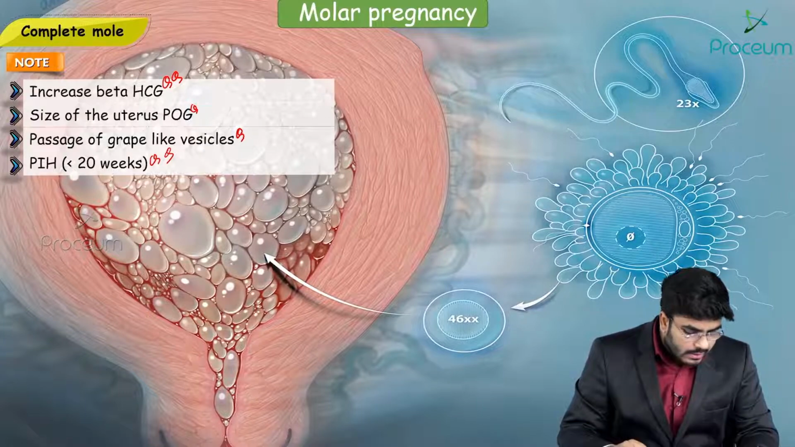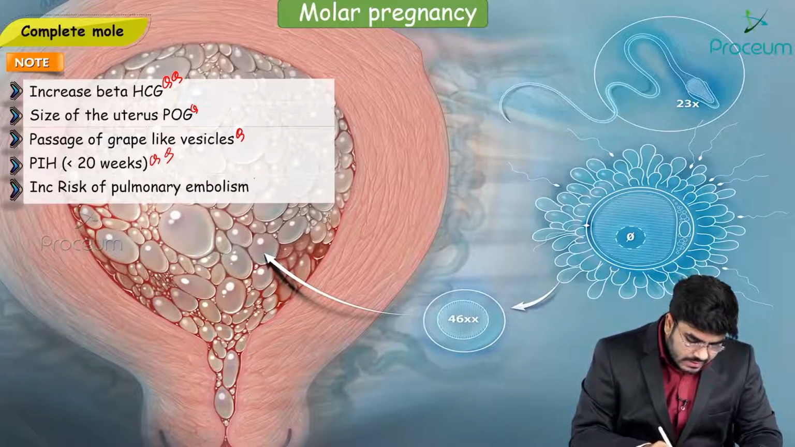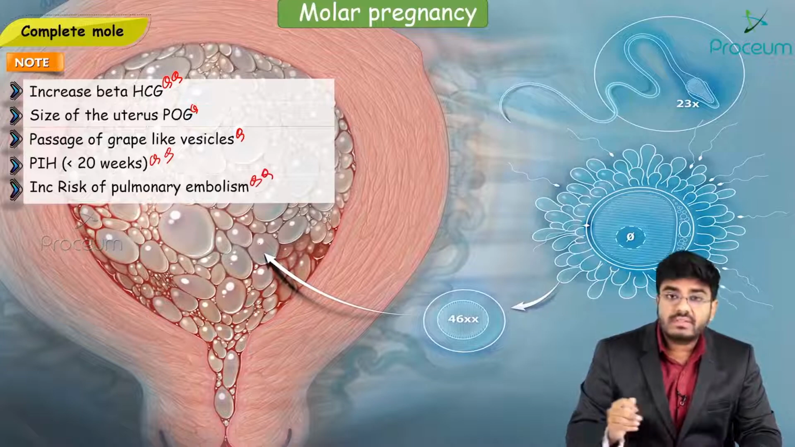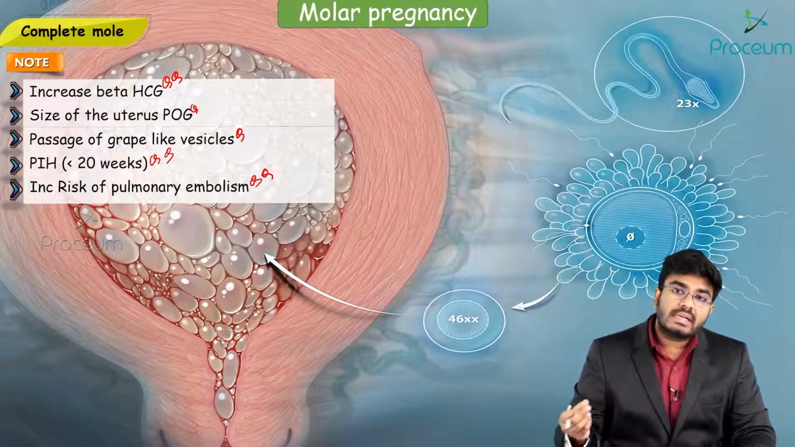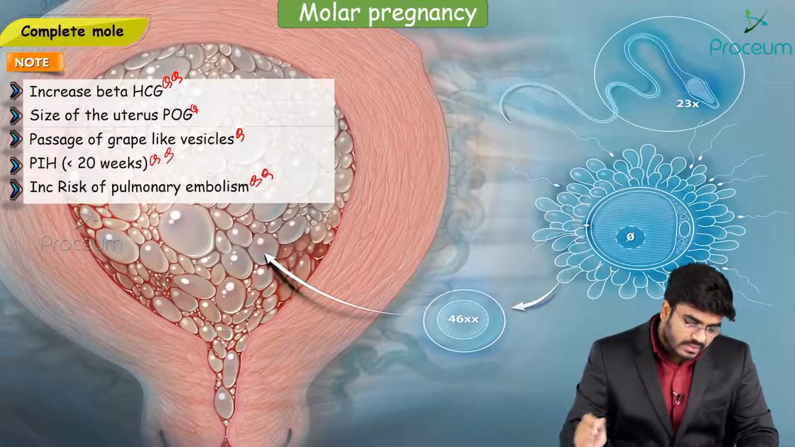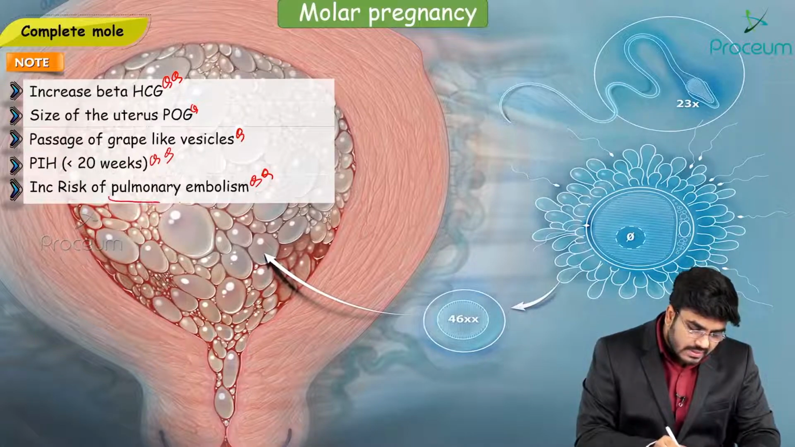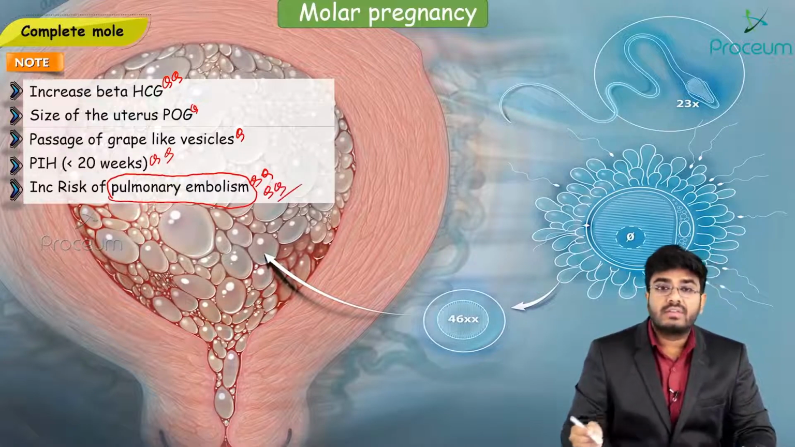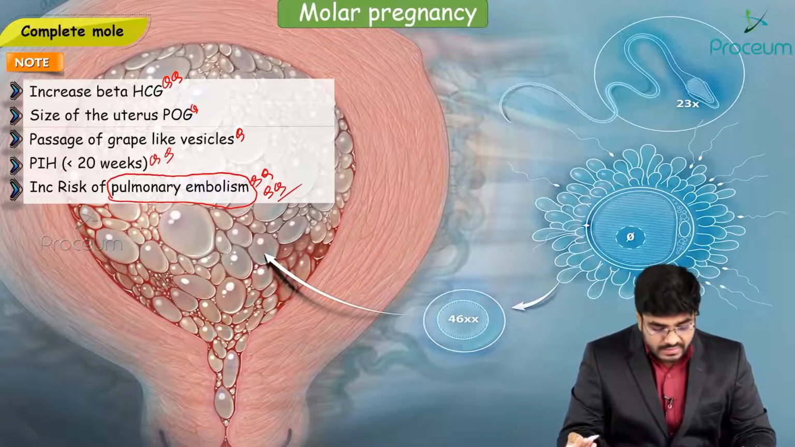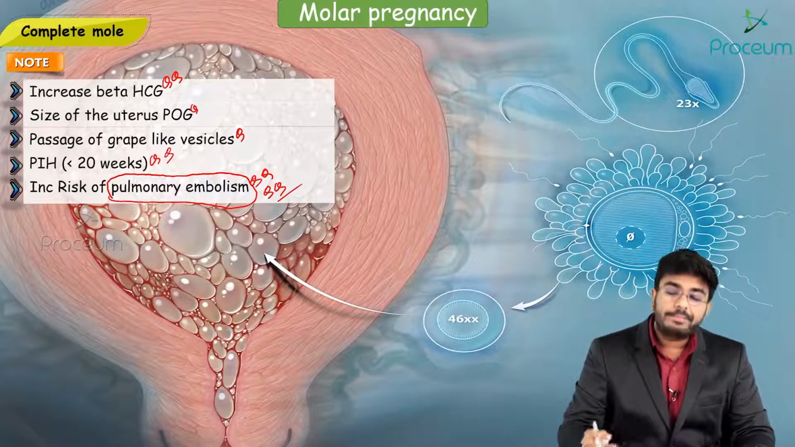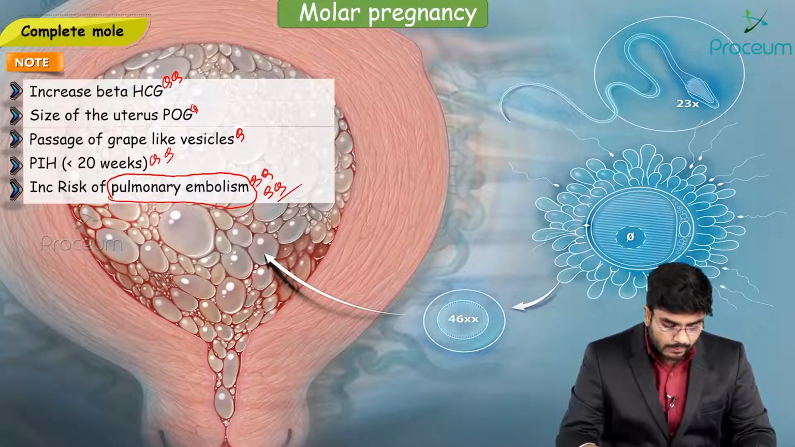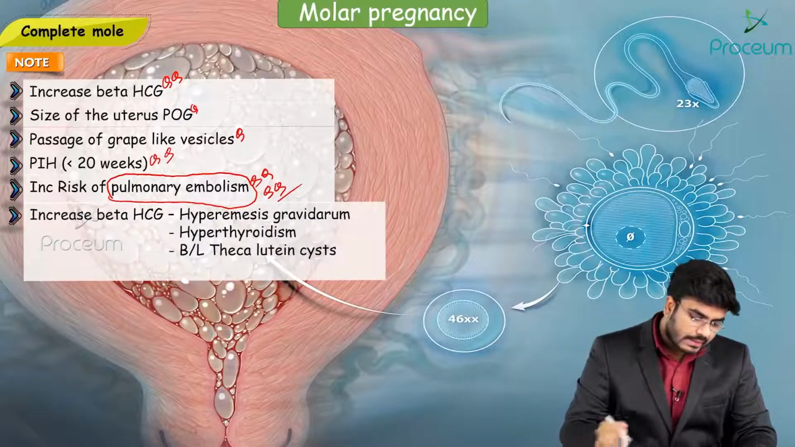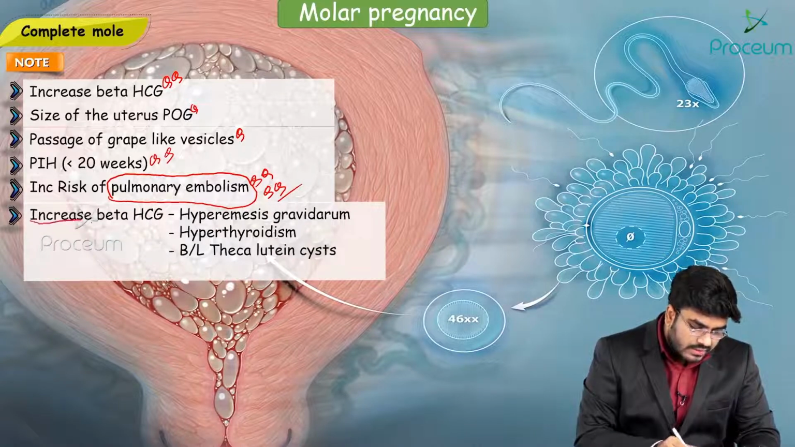Now let's continue. There is an increased risk of pulmonary embolism. These vesicles can go into the vessels and lead to pulmonary embolism. MCQ: pulmonary embolism is a risk seen with molar pregnancy. True. Which obstetrical condition is associated with the risk of pulmonary embolism? It is complete mole.